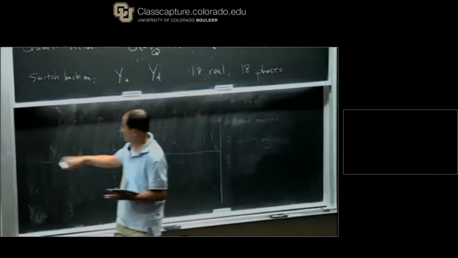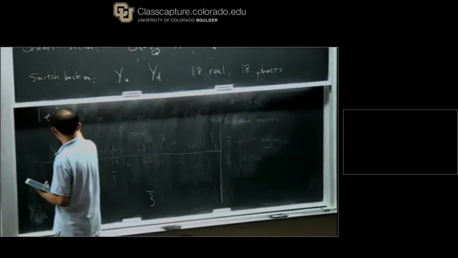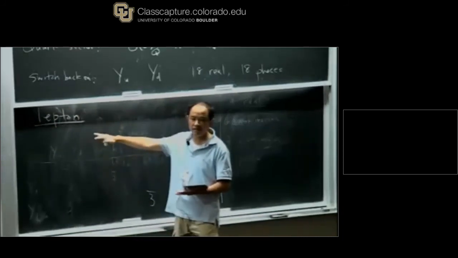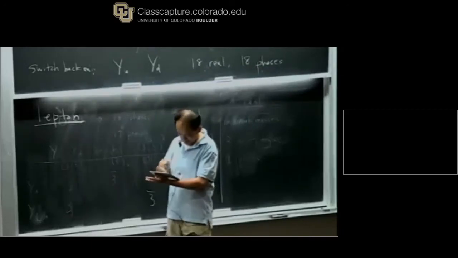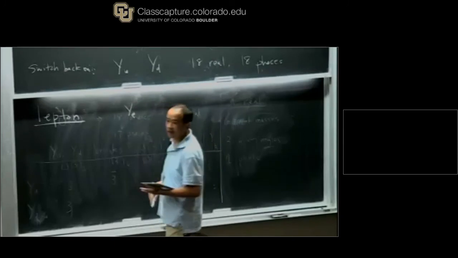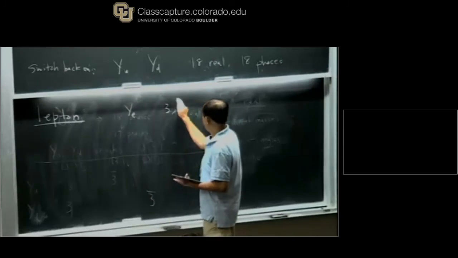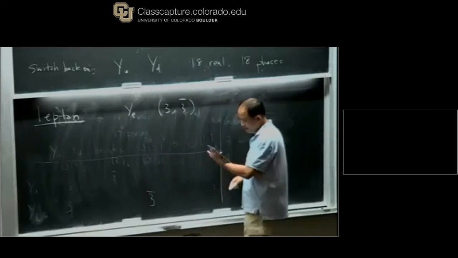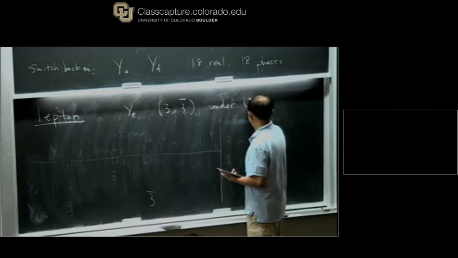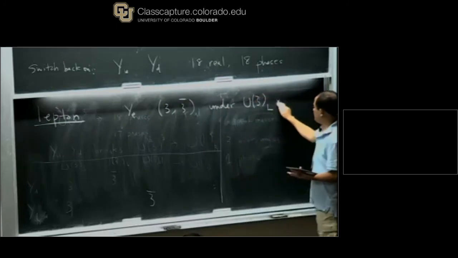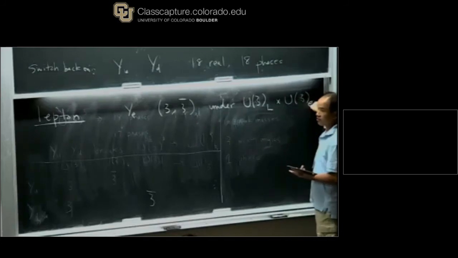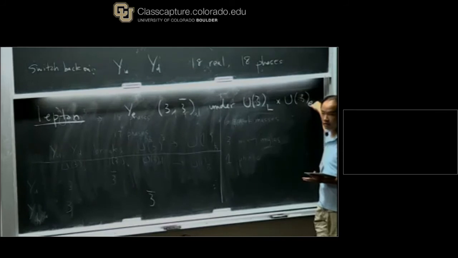Now leptons. I talked about quarks, and I can go faster with leptons. Is this reasonable? Can you read this? Okay. So Y_E is a 3 bar under left-hand rotation, and 3 under right-hand rotation.